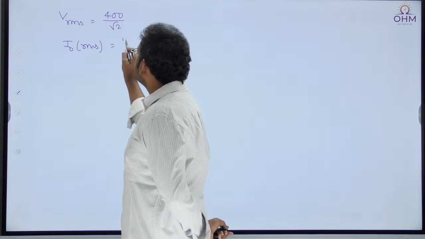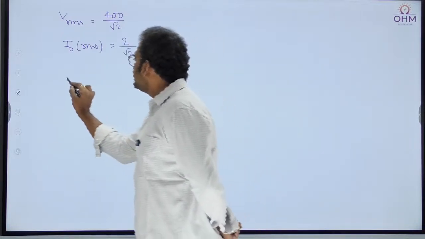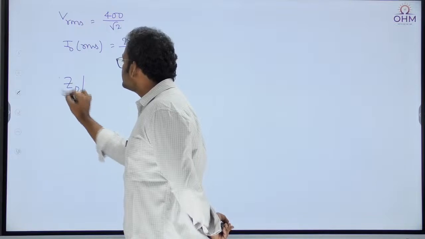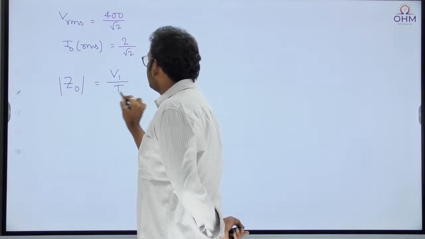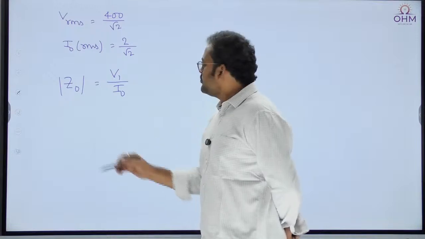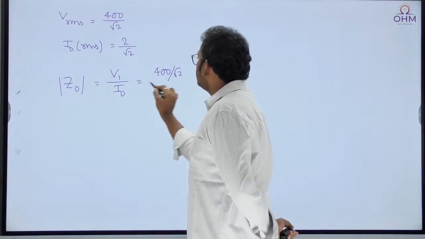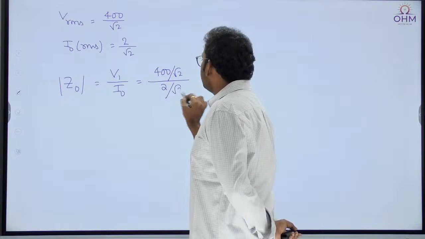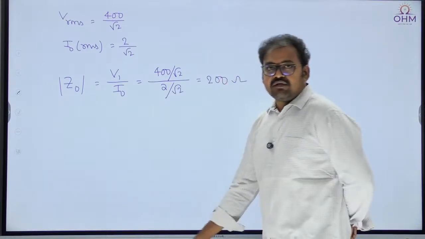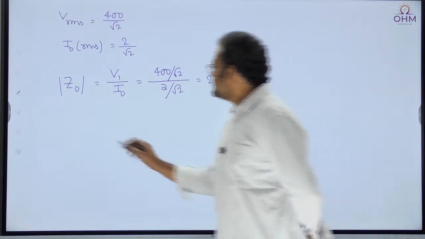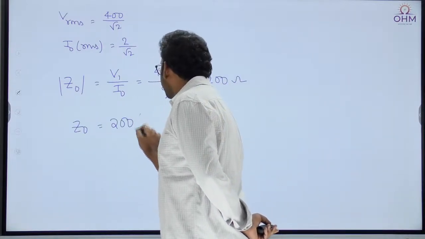RMS value is equal to 2 by root 2. But anyway, if I wanted to find out impedance Z0 magnitude, it is simply supply voltage by no load current. Anyway, root 2 will cancel. So that was 400 by root 2 divided by 2 by root 2. Is it not 200 ohm? Okay. But impedance will have angle, right? So therefore, Z0 is equal to 200 at an angle.